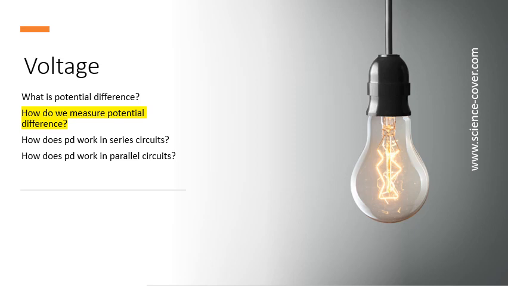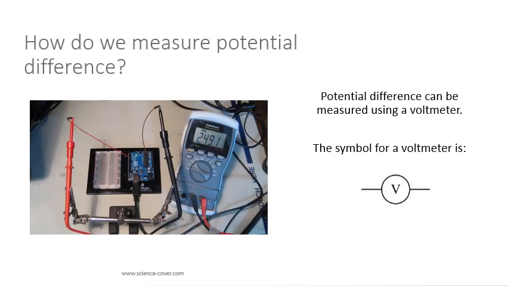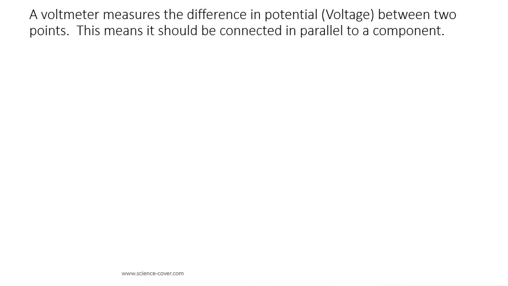Let's look at how we measure potential difference. Potential difference can be measured using a voltmeter. The symbol for a voltmeter is shown on the screen. In order to measure potential difference, the voltmeter must be connected before and after the component that we're looking at. This means that the voltmeter must be connected in parallel to a component.